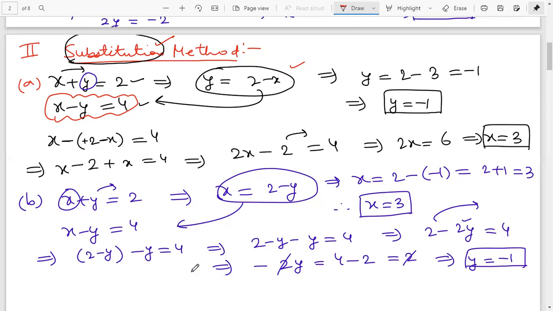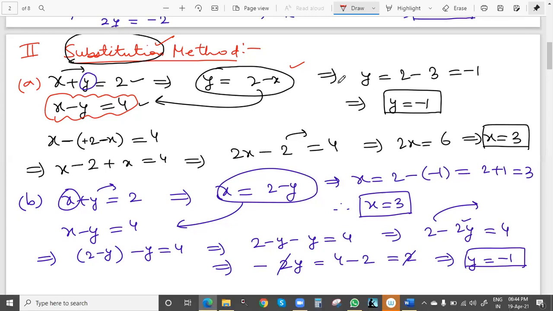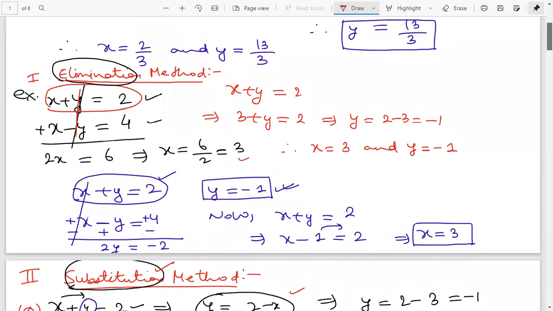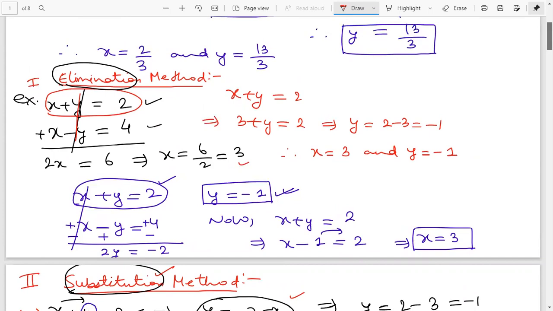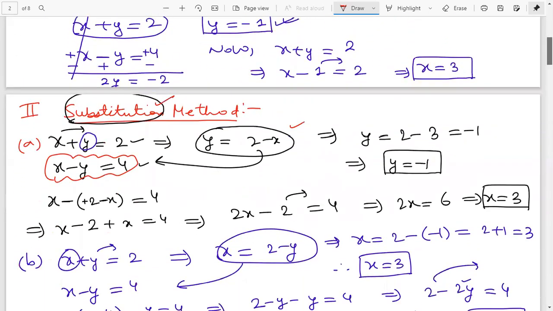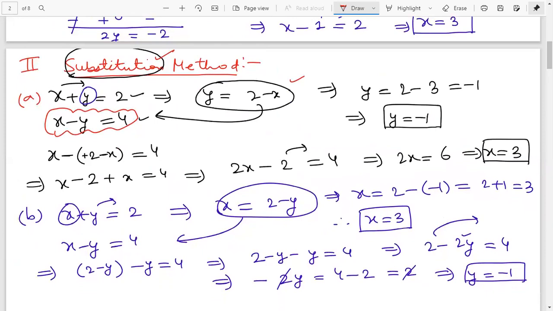Any doubt in this method? No doubt. So the elimination method we have seen: simply by addition or subtraction we can eliminate the values of y, then get the value of x, and from any one equation we can put the same value of x to get the value of y. And here we have seen the substitution method. Substitution is basically substituting the values of either x or y from one equation into the second equation. Understood, everyone?